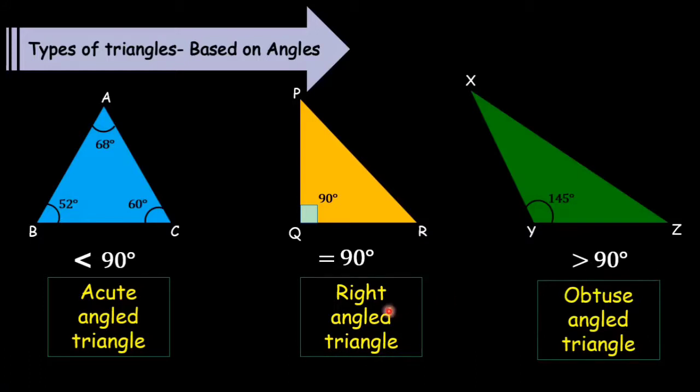So keep a note of this. When it is less than 90, it is an acute angled triangle. When it is equal to 90 degree, then it is called a right angled triangle. And when the triangle has one angle more than 90 degree, then we call such a triangle an obtuse angled triangle.